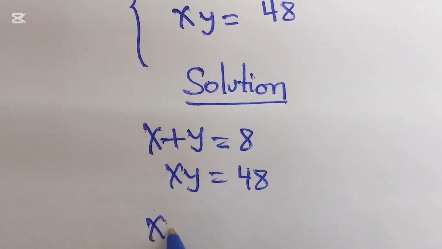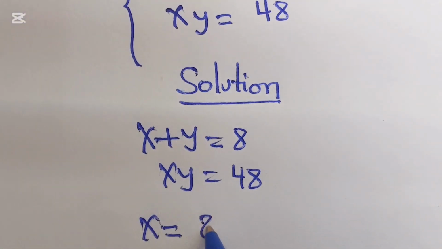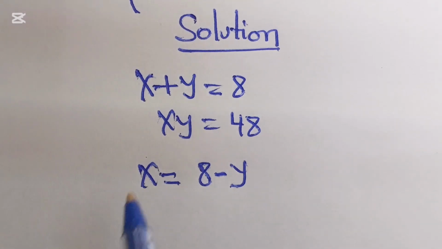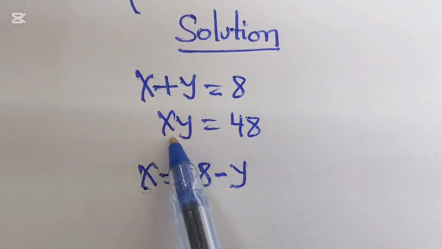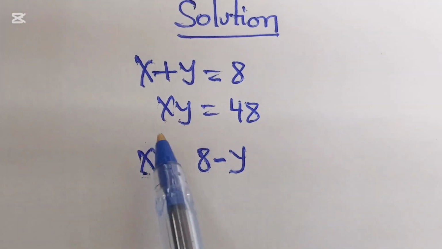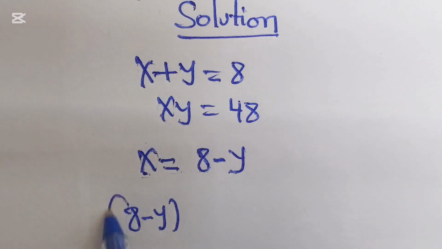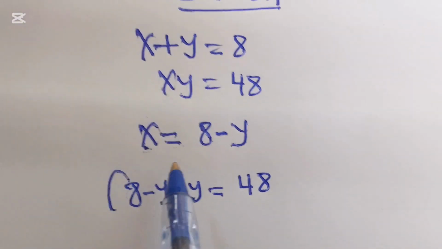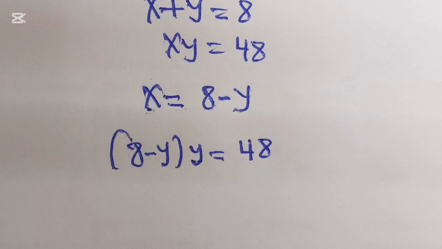Here x will be equal to 8 minus y, right? Then if you have the value of x, which is equal to 8 minus y, we are going to replace the value of x we have here. That is, x equals 8 minus y, then times y, which equals 48, right? Then y is going to multiply inside the bracket.